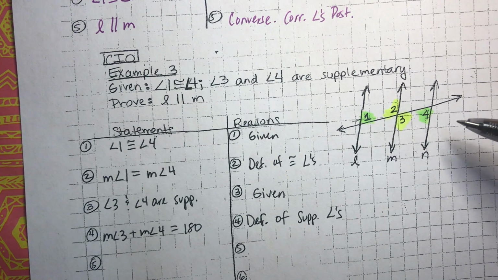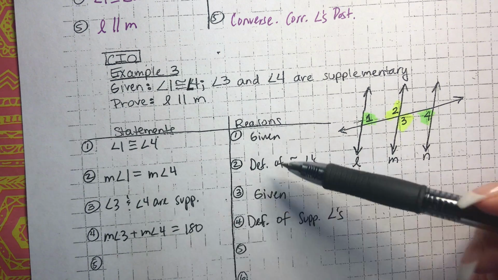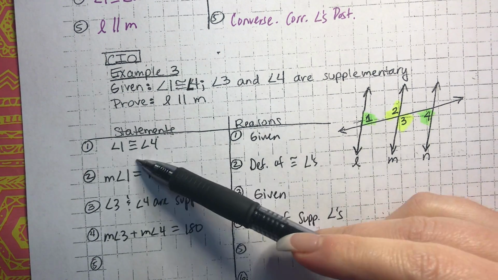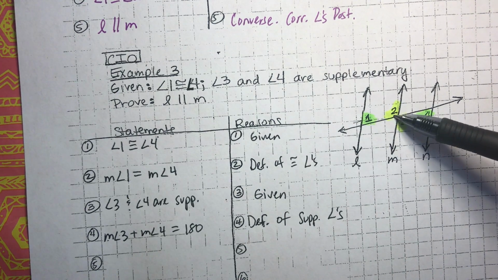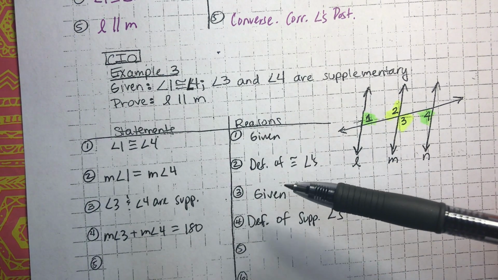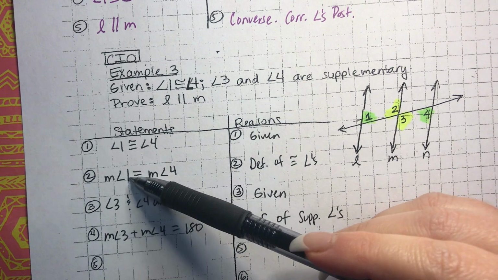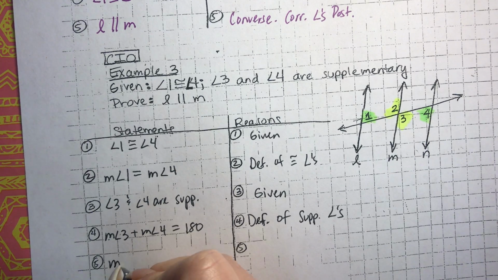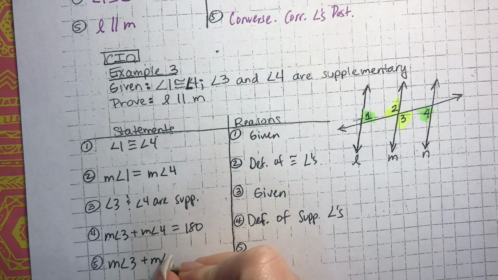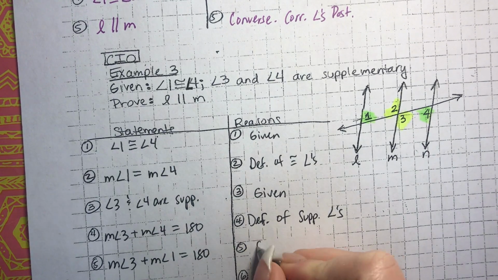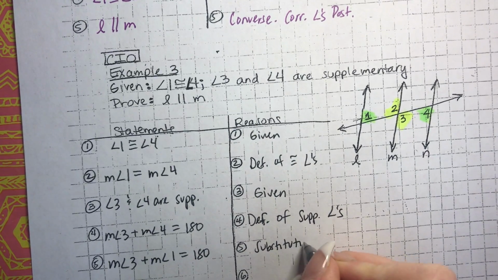So at this time, I can start to substitute. So our goal is to say that measure of angle 1 plus measure of angle 2 is equal to 180. Right now we have measure of angle 3 and measure of angle 4. But I can substitute, measure of angle 4 is the same thing as measure of angle 1, so I can substitute that measure of angle 1 in there. And I get measure of angle 3 plus measure of angle 1 equals 180 by substitution.